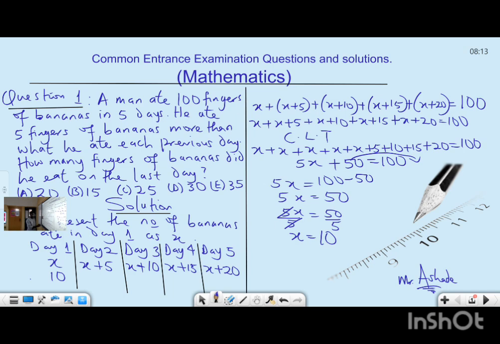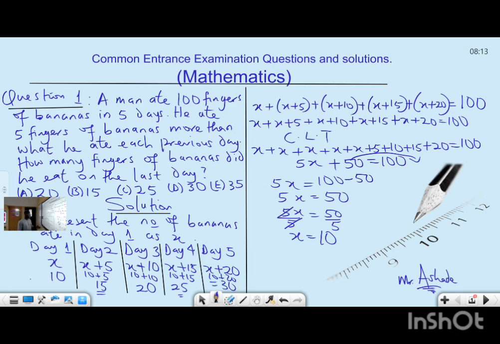So day 2 means that we have 10 plus 5, which should be 15 oranges eaten. Day 3 will be 10 plus 10, which will be 20 oranges. Day 4 will be 10 plus 15, which will be 25 oranges eaten. And day 5 will be 10 plus 20, which should be 30.